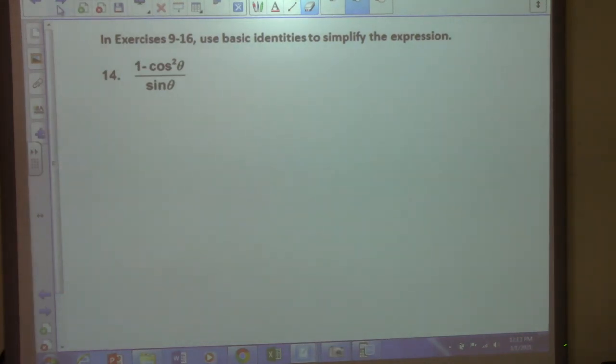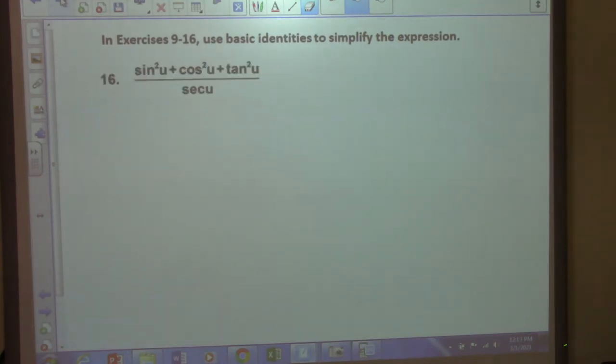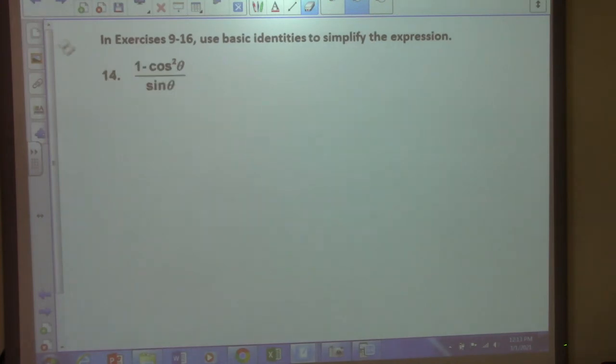Let me see these last 2 here. Okay, yeah. Should be able to do this one. Okay, do you have an idea on this one? I'll give you a hint, okay? Sine squared theta plus cosine squared theta is equal to 1.